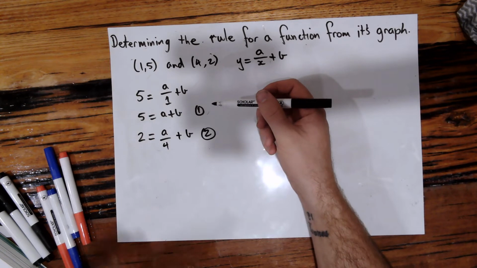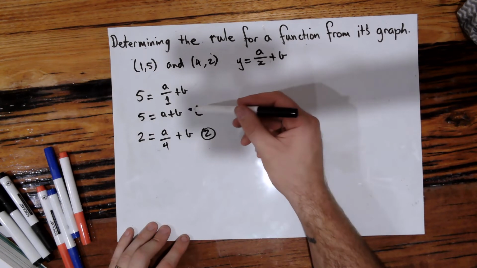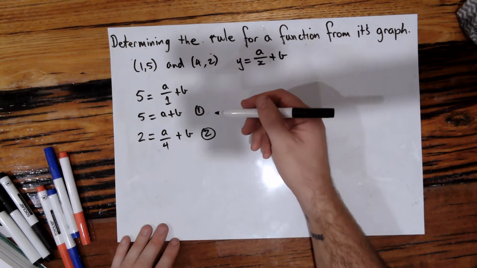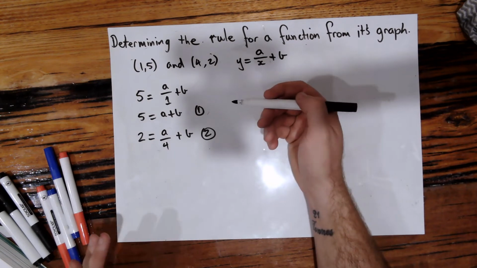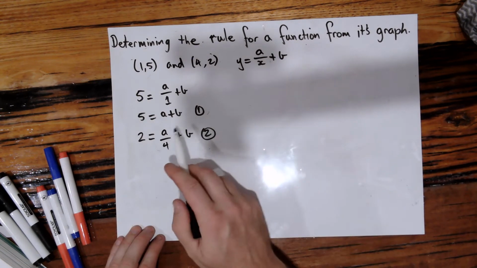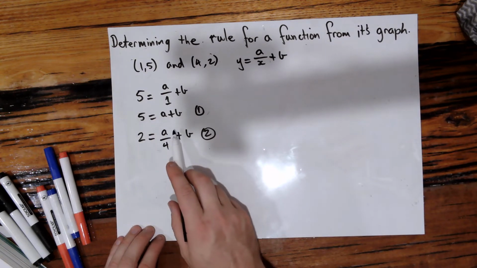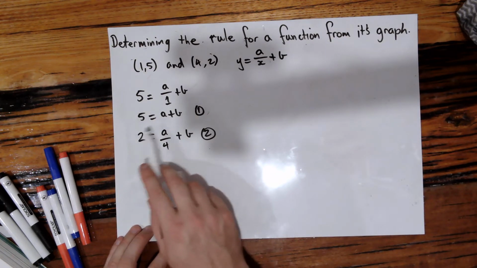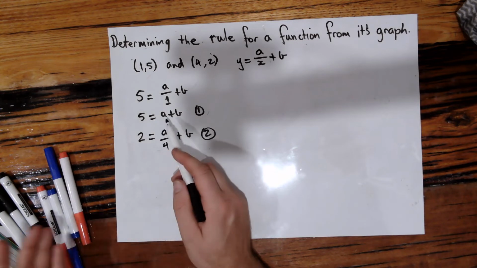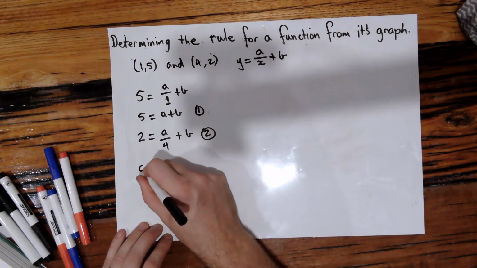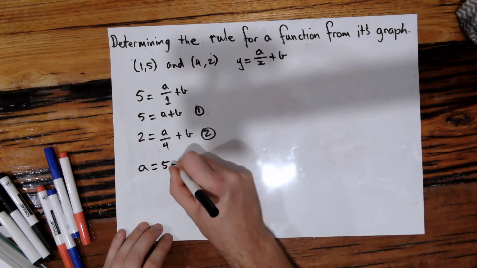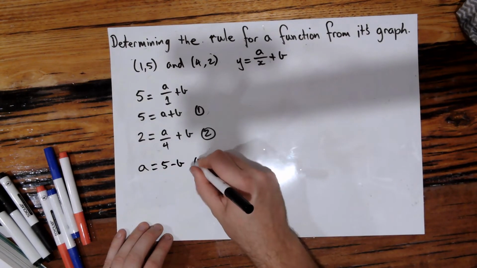Now, as per my previous videos, most of the time substitution is going to be the more efficient method for solving these, but you could shoot for elimination if you wanted to. I'm going to stick with substitution here. So we need to rearrange one of these equations for either a or b. I'm going to go with equation 1, and I'm going to rearrange it for a, but it won't really matter which way you went. So I'm going to say then that a equals 5 minus b. So that was my equation 1.